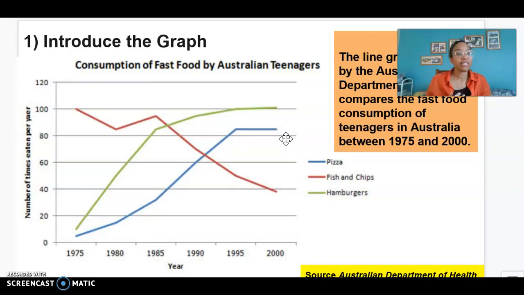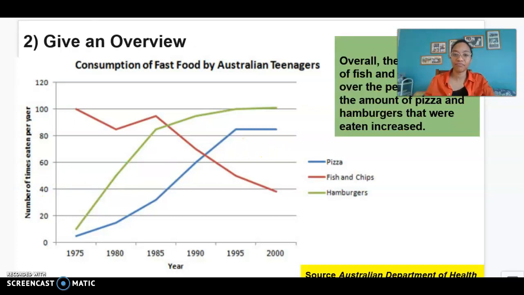The line graph released by the Australian Department of Health compares the fast food consumption in teenagers in Australia between 1975 to 2000. That was a way of paraphrasing and introducing the graph. We told the source of where the graph came from, we told the subject of the graph, what it's about, and we focused on the time period. When are we actually talking about, to put these facts in context?